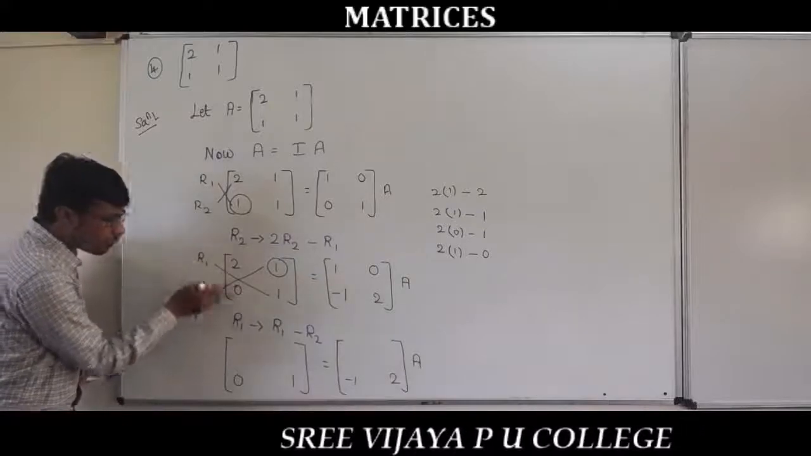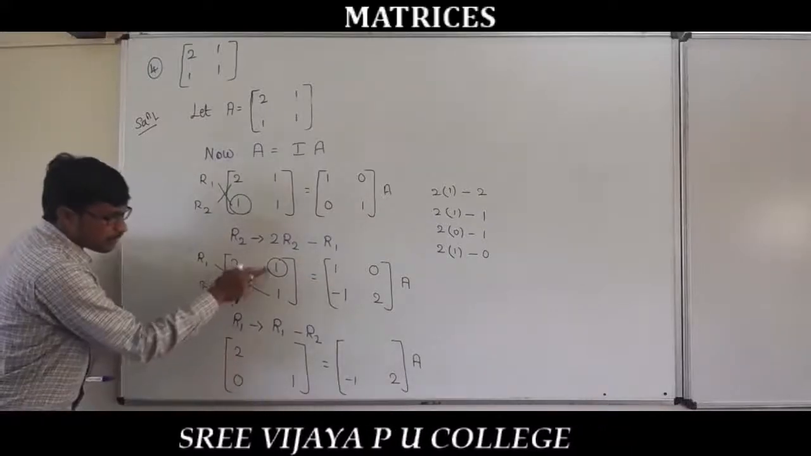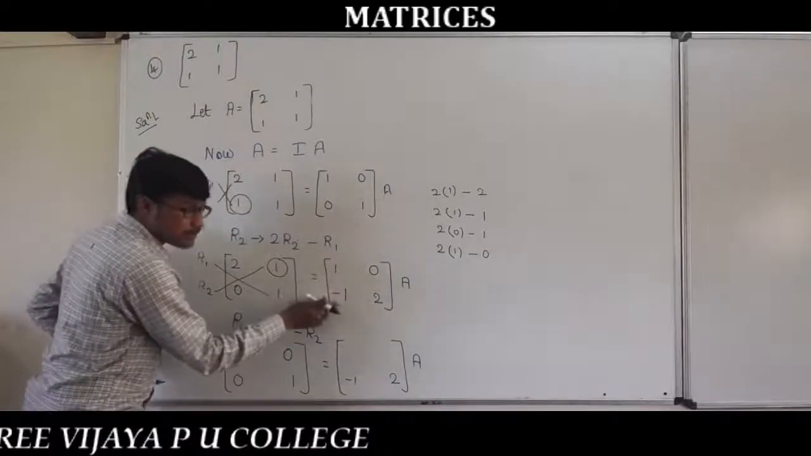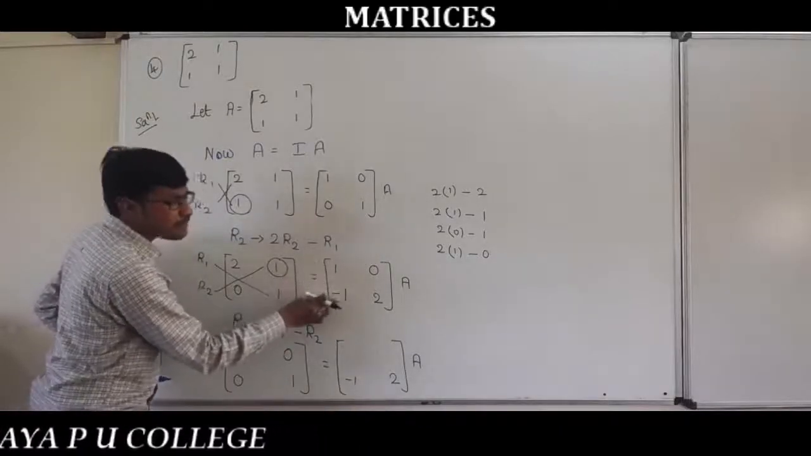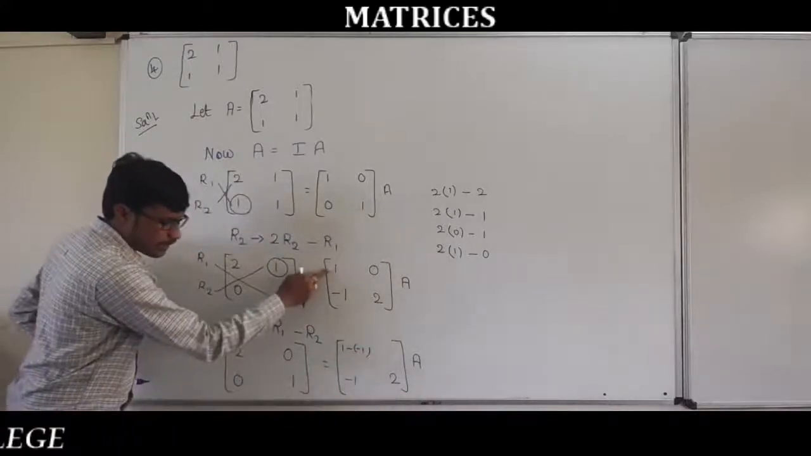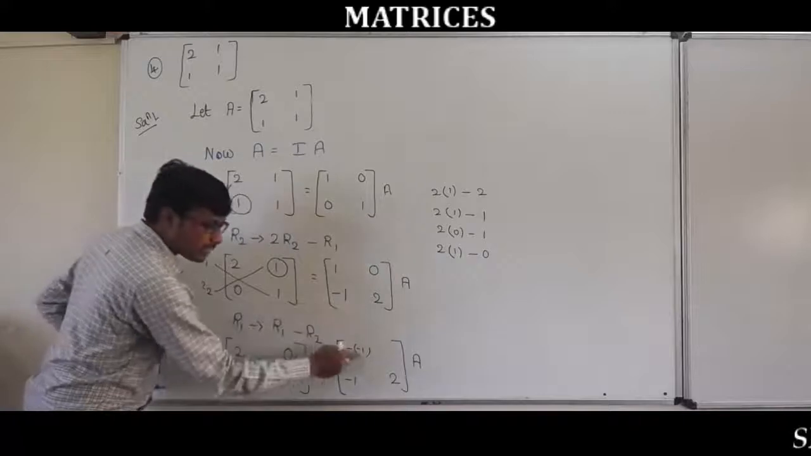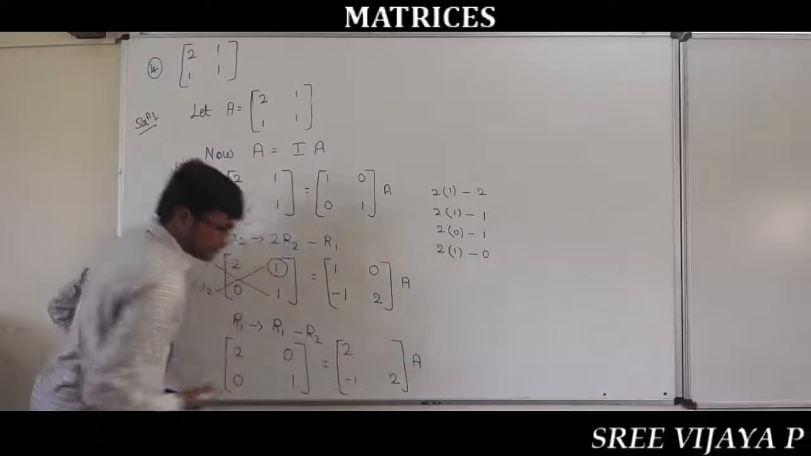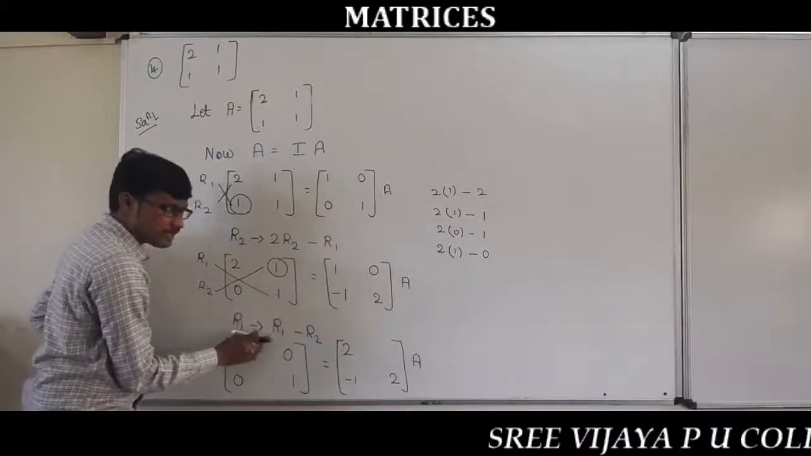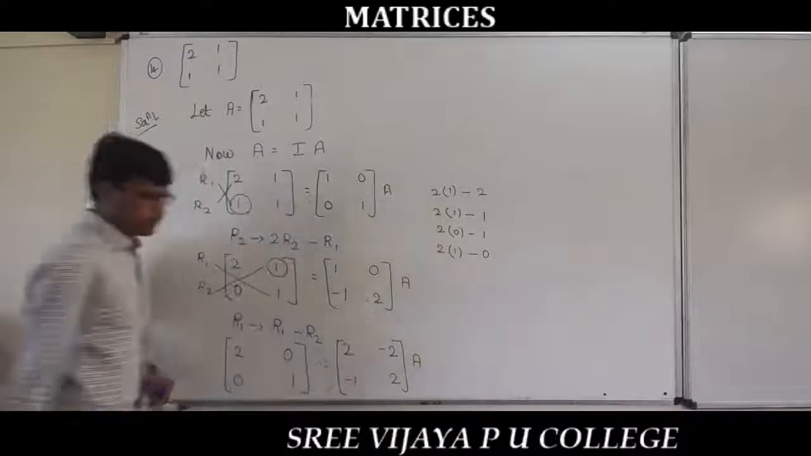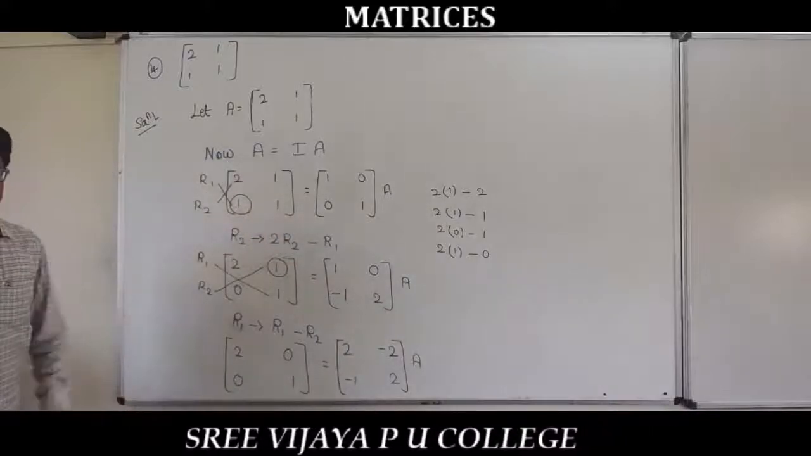R1 minus R2: 2 minus 0 is 2. R1 minus R2: 1 minus 1 is 0. R1 minus R2: 1 minus of minus 1. R1 is 1, minus R2 is minus 1, so minus of minus becomes plus 1. Total 1 plus 1 is how much? It is 2. Next, R1 is 0, minus R2 is 2. 0 minus 2 is minus 2. So this is the next step.